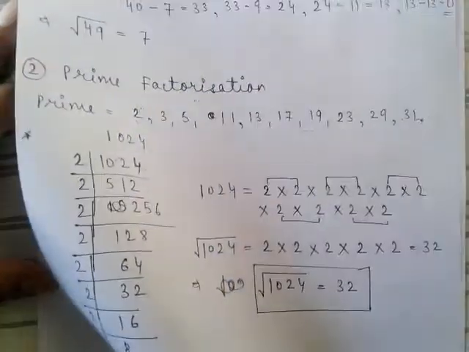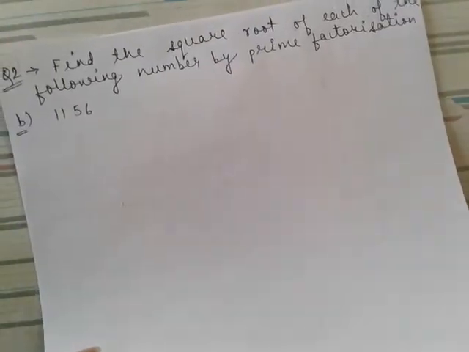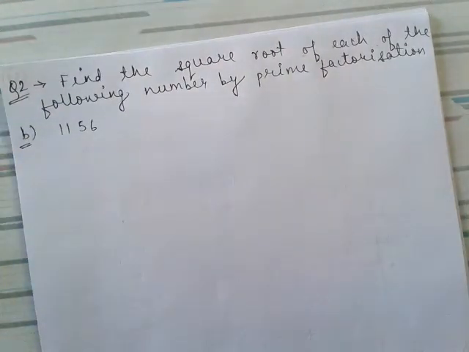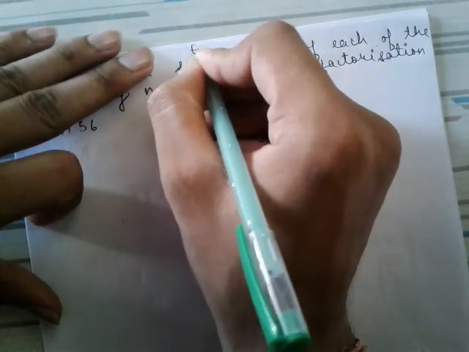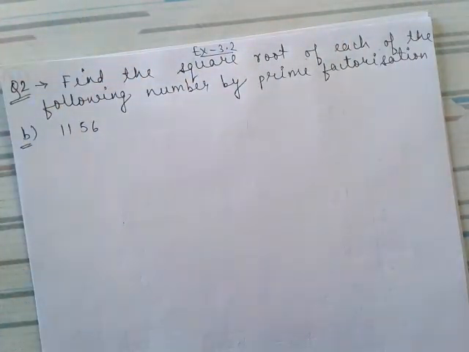Okay, because we are going to solve our question number 2 of exercise 3.2. So exercise 3.2, question number 2 says that you have to find the square root by using the prime factorization method. Okay, you have to find the square root by using prime factorization method.